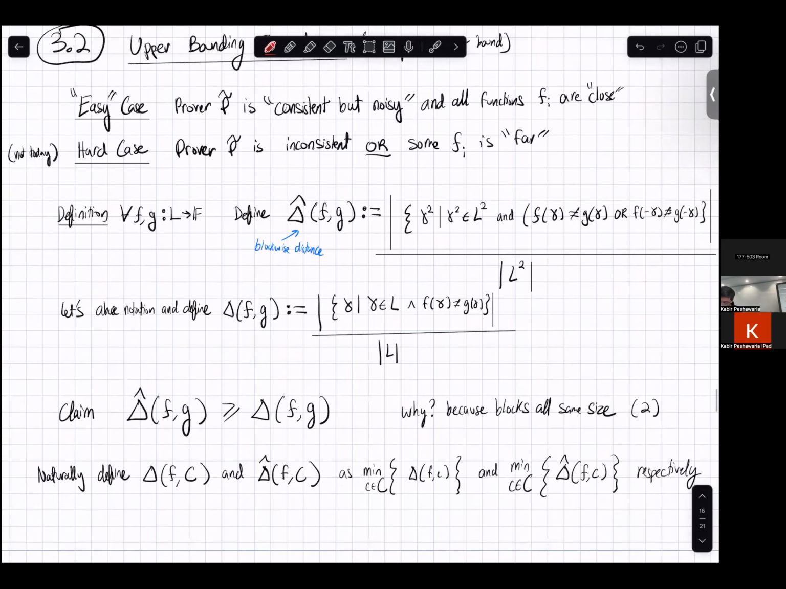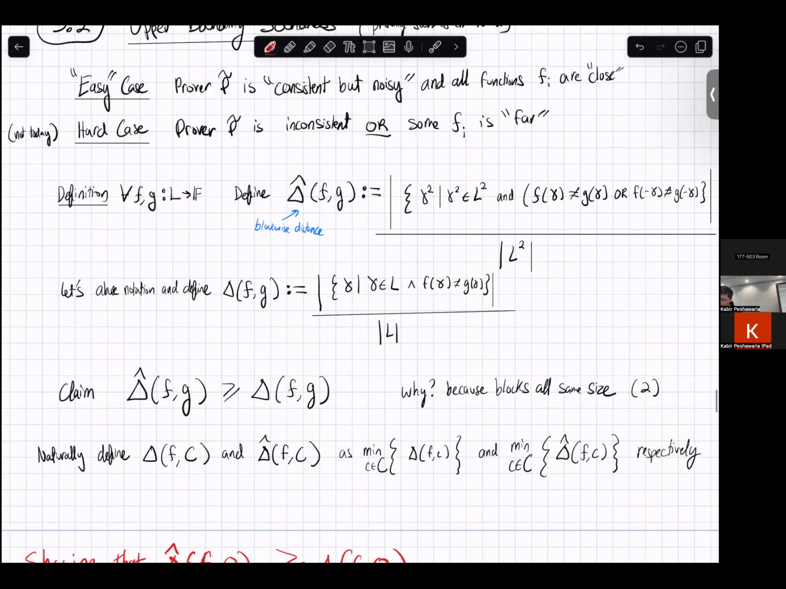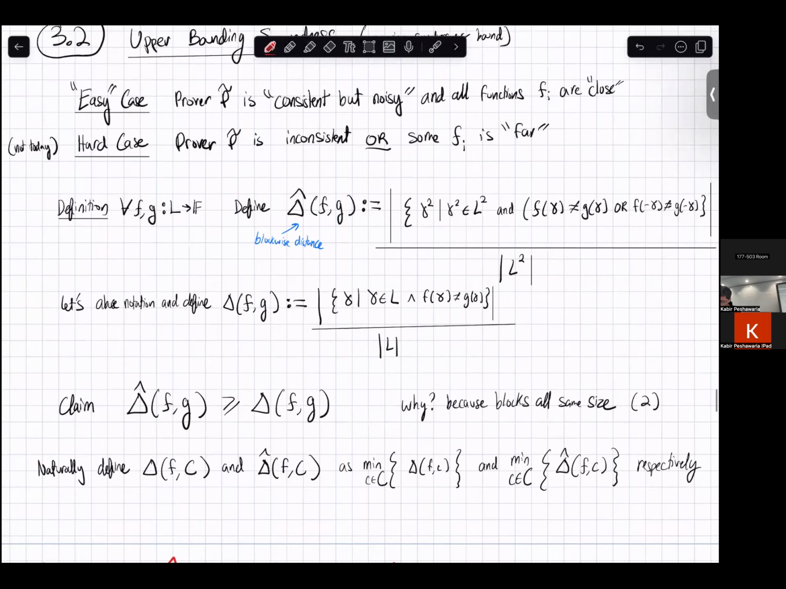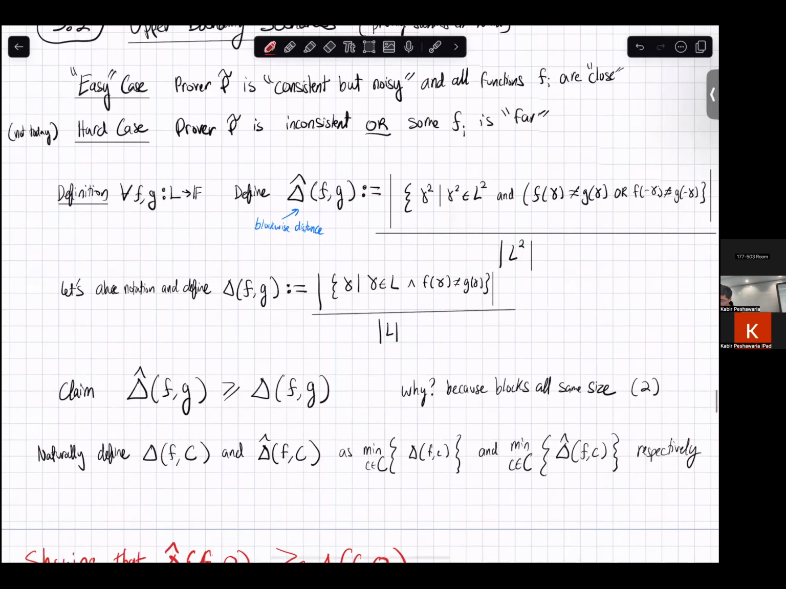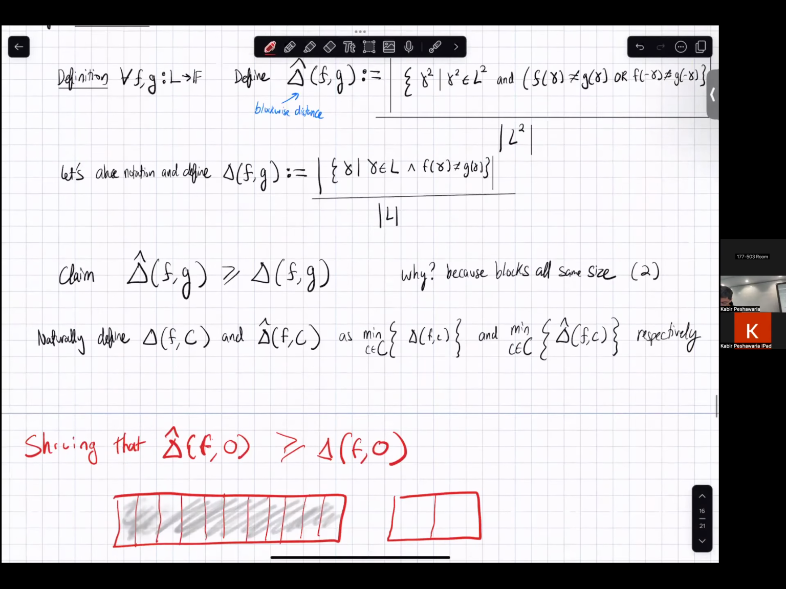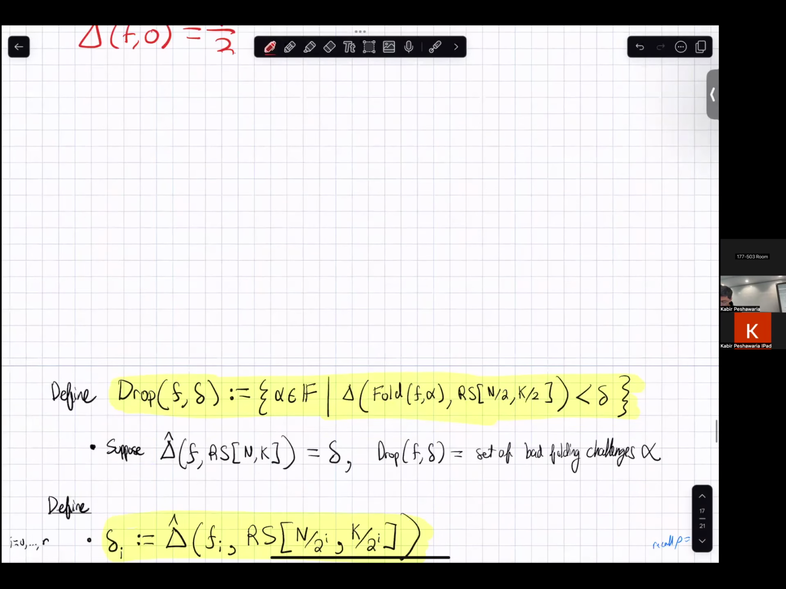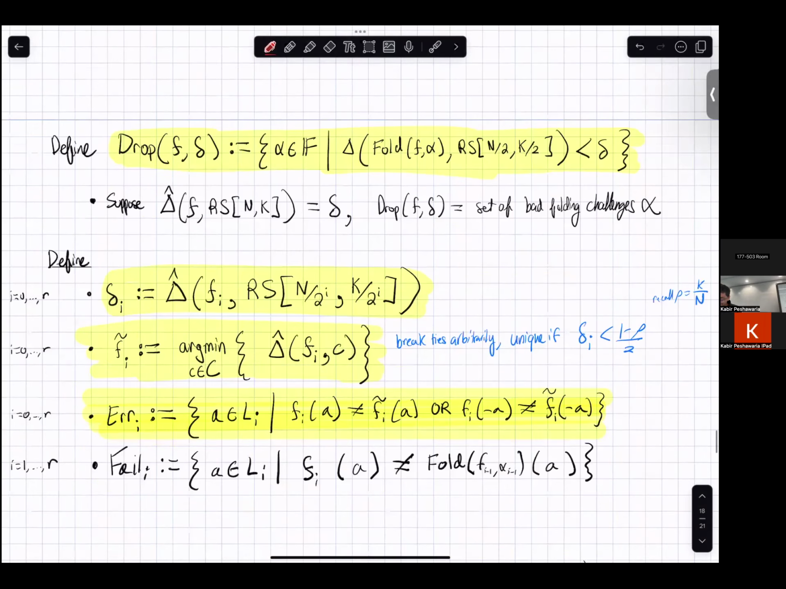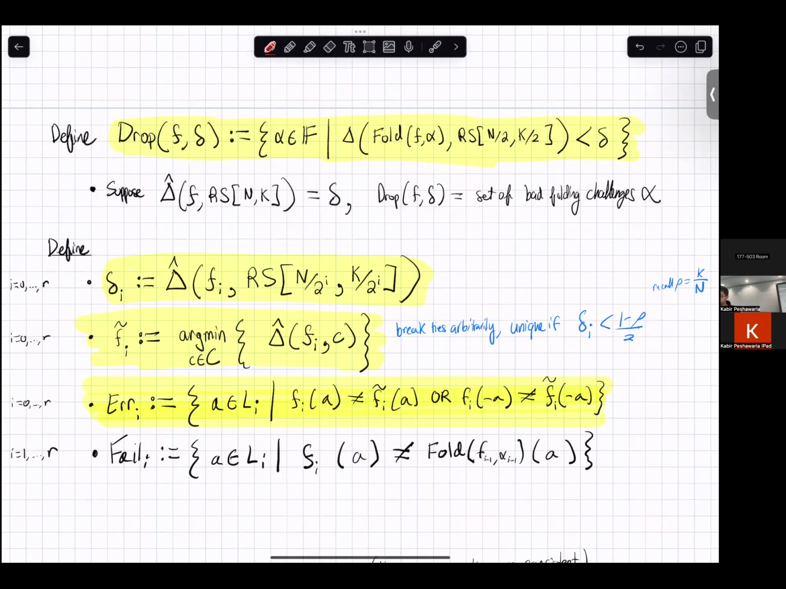Cool, yeah. And similarly, we can define normal relative distance to the code and blockwise relative distance to the code exactly as you'd expect. Okay, so that was some definitions. Some more definitions.